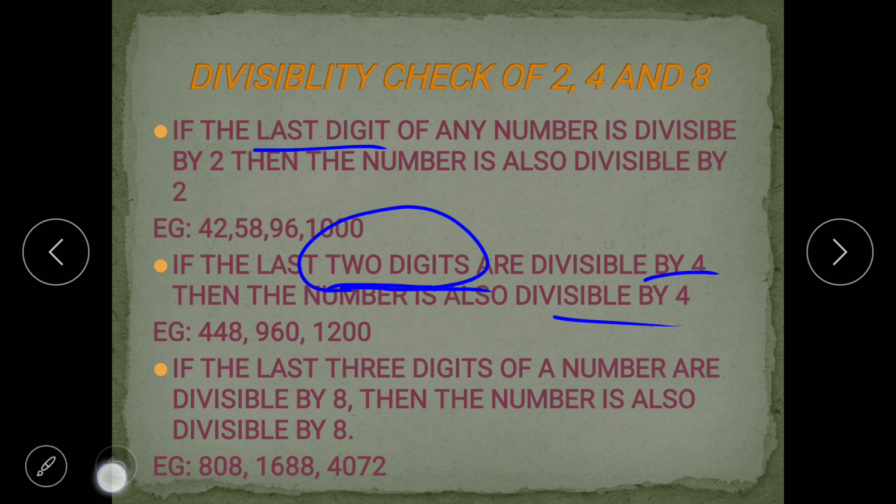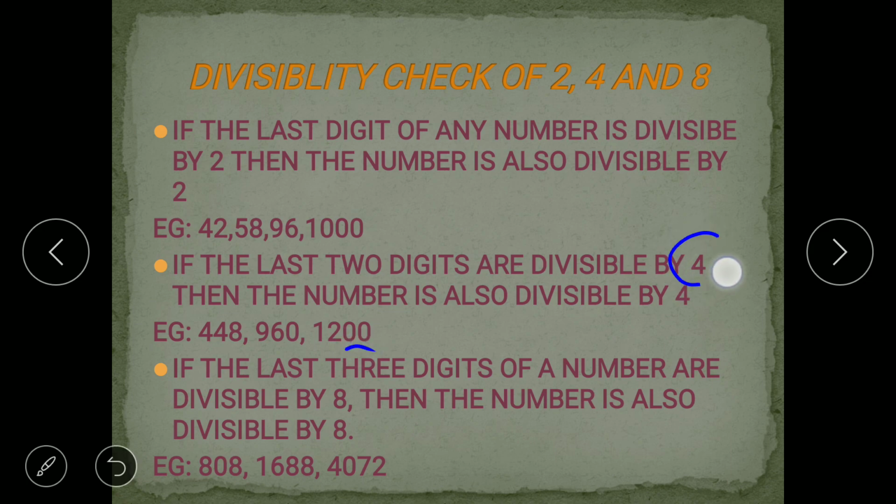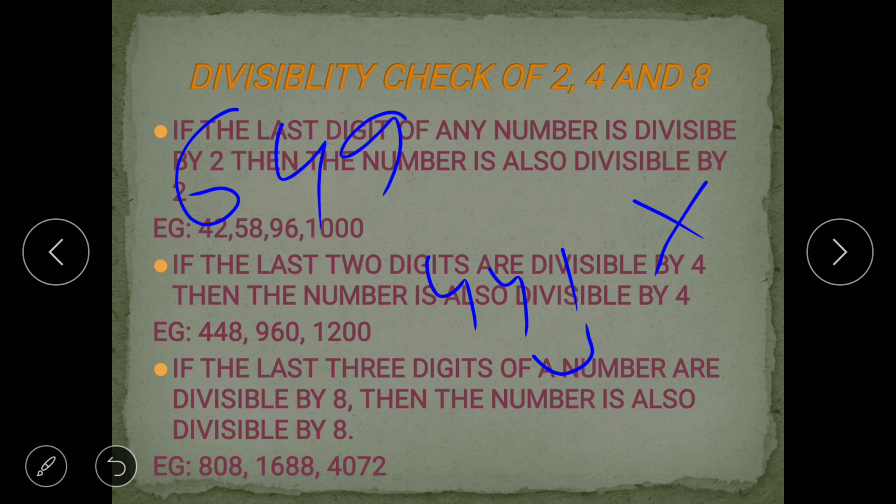1200 ends with two zeros, and 0 is divisible by any number. So two zeros are also divisible by 4. So the number 1200 is also divisible by 4. Now, is the number 441 divisible by 4? No, because 41 is not divisible by 4. Similarly, 649. Can we divide 649 by 4? No, because 49 is not divisible by 4. Clear?